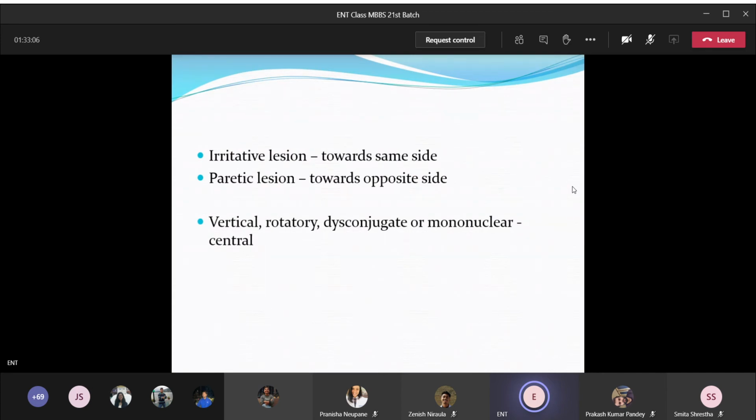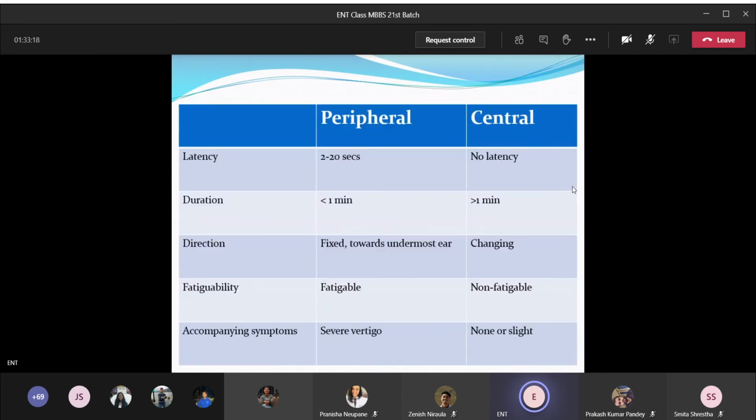So central causes, if nystagmus is happening because of disorder in the central nervous system, it can be vertical, rotatory, disconjugate, or mononuclear. So this table differentiates peripheral nystagmus from central nystagmus.